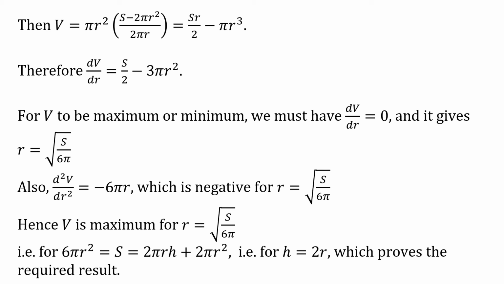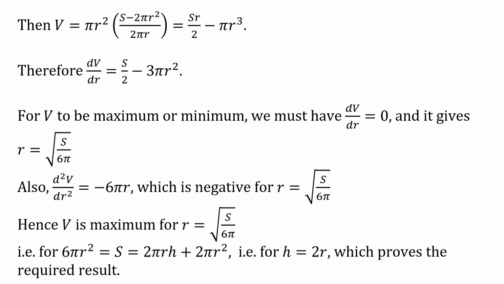For V to be maximum or minimum, we must have the derivative of V with respect to R equal to 0, and this gives R equals square root of S by 6 pi. Also, the second order derivative of V with respect to R is equal to minus 6 pi R, which is negative for R equals square root of S by 6 pi. Hence, V is maximum for R equals square root of S by 6 pi.